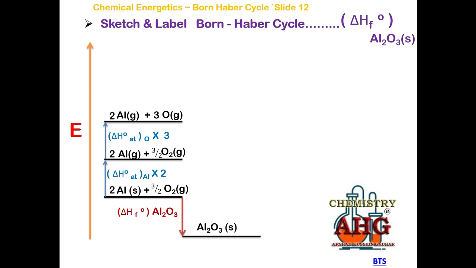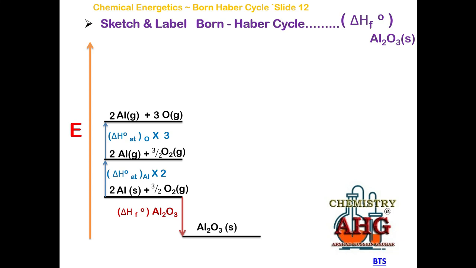Now as you can see students, at the end of this step, atomization has been completed. Since there are two elements involved in the formation of aluminum oxide, we have to do atomization two times: one atomization for aluminum and the second atomization for oxygen.